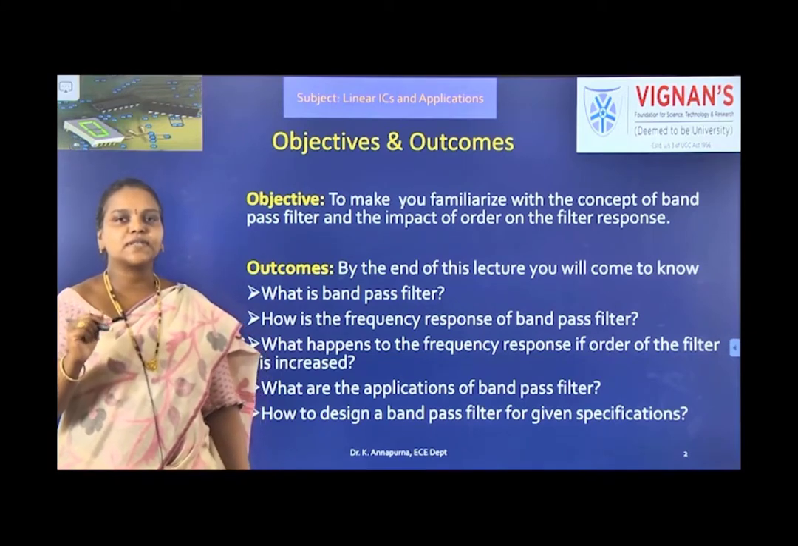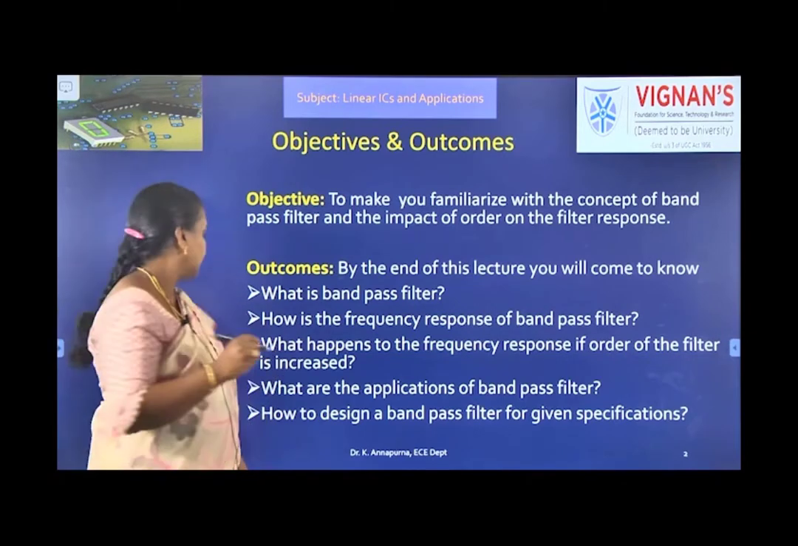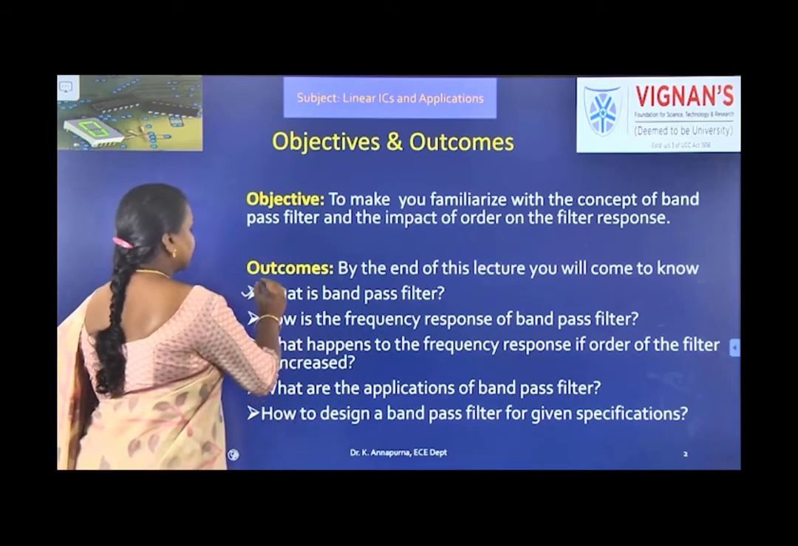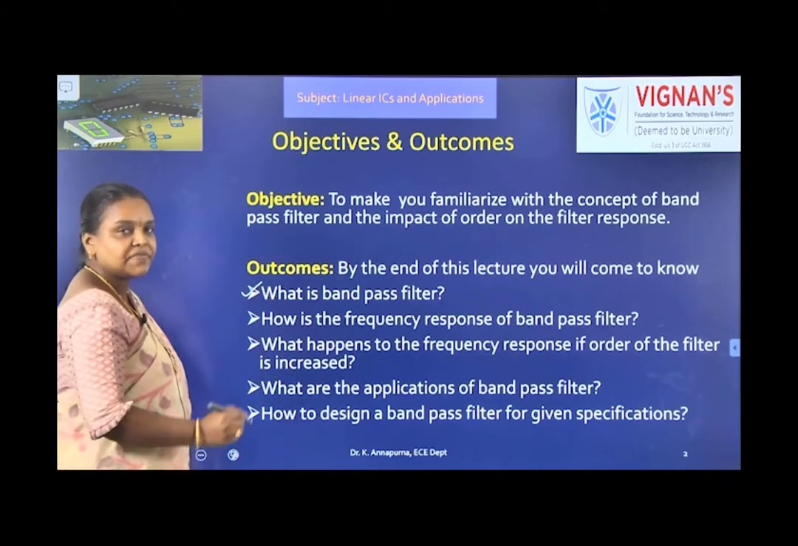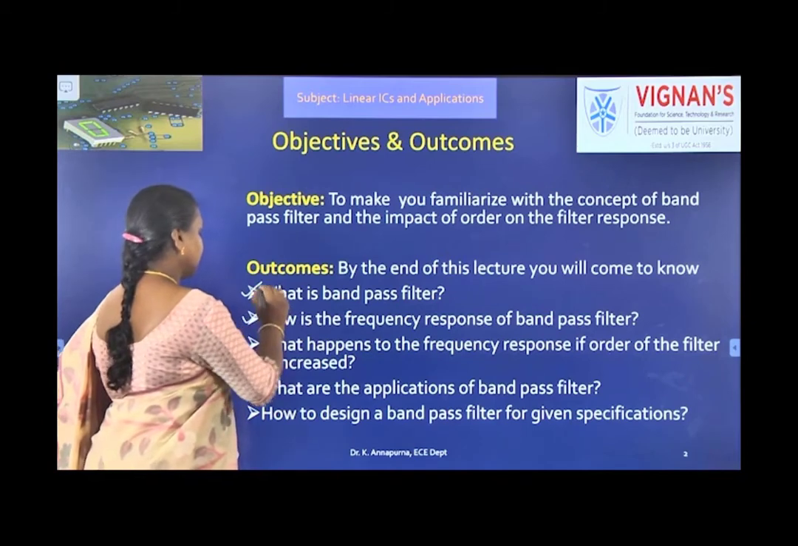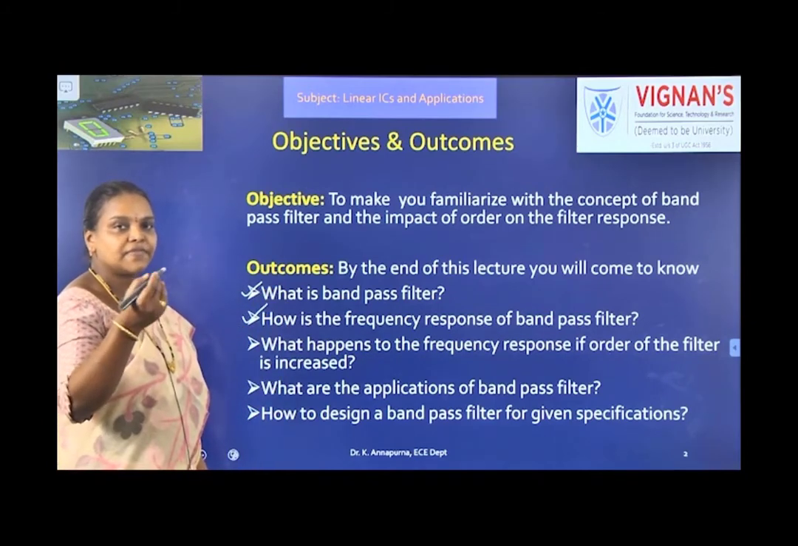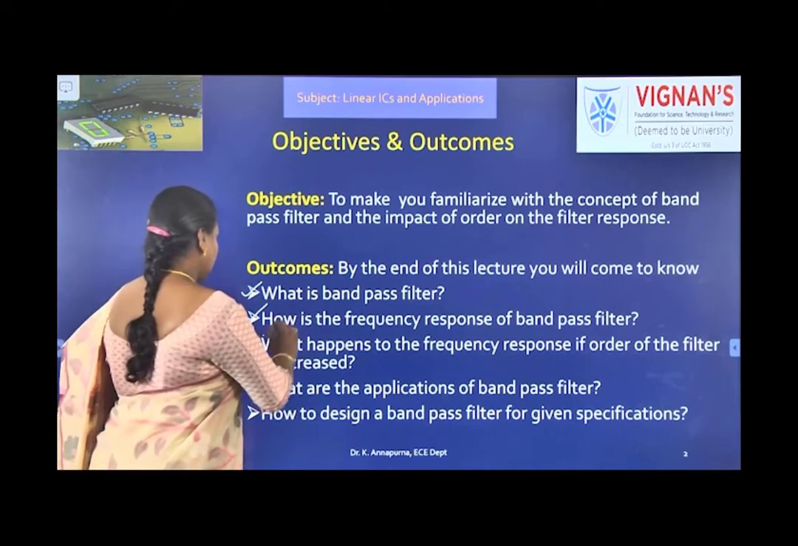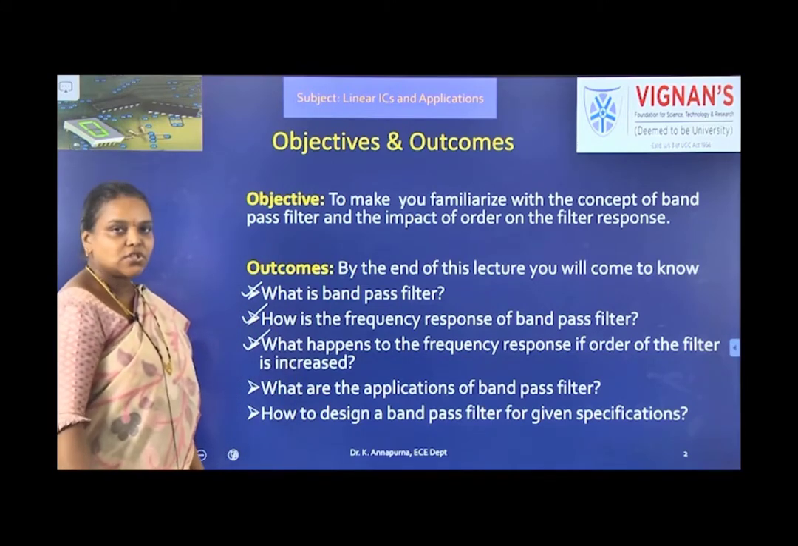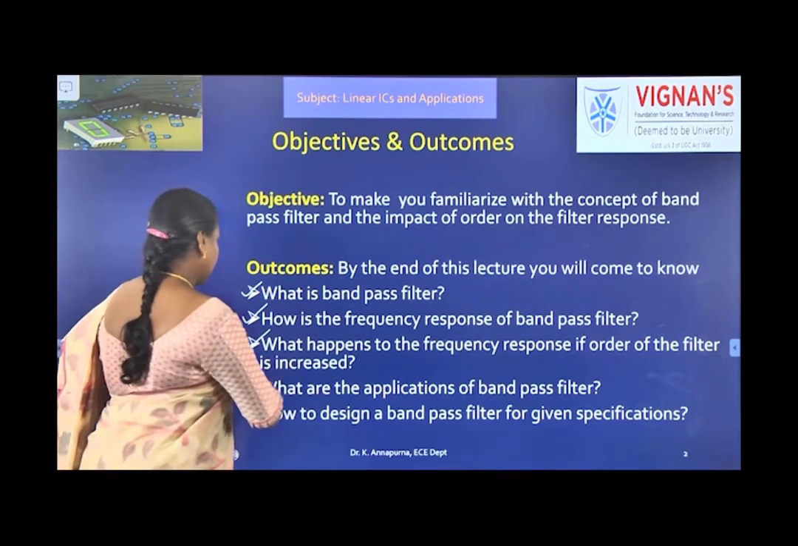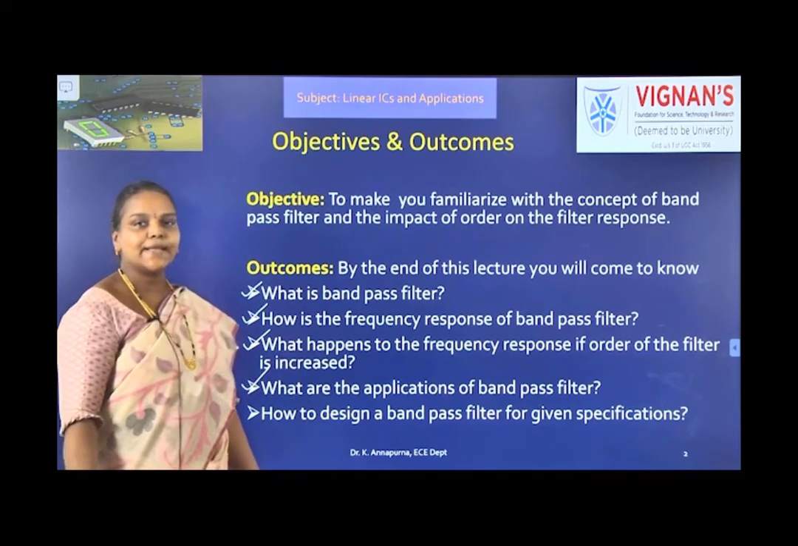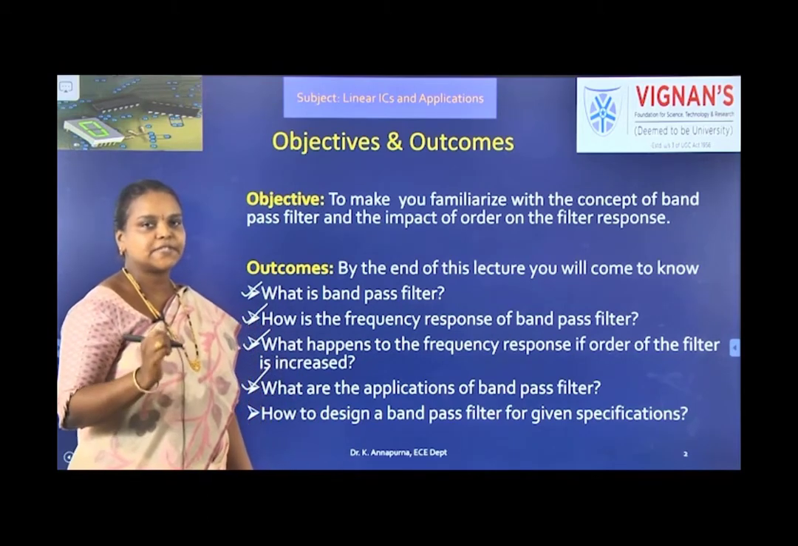By the end of this class, you will be able to answer what is bandpass filter, how is the frequency response of bandpass filter, what happens to the frequency response when the order of the filter is increasing, what are the applications of bandpass filter, and how to design a bandpass filter for given specifications.